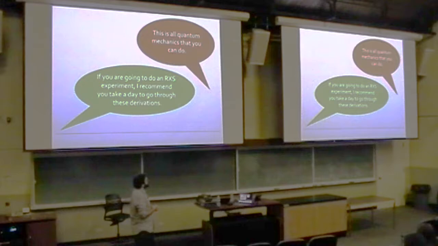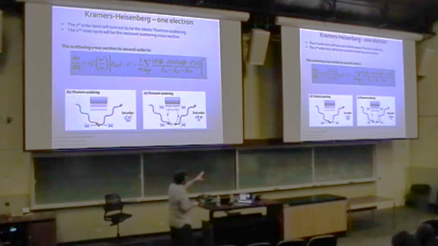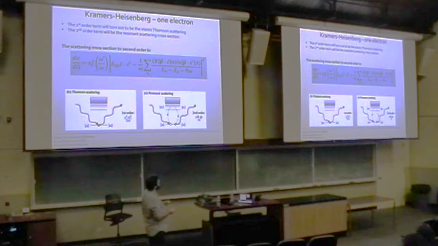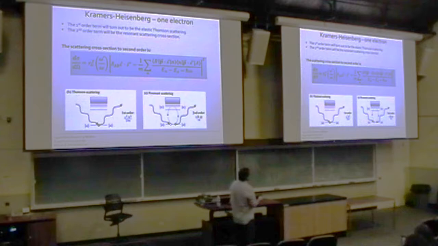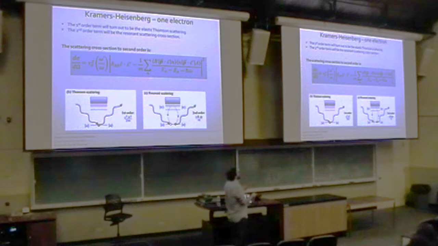The summary is that the first order term is going to be Thomson scattering. Light comes in, light comes out. The second term is the resonant term, where the light comes in, you go through the intermediate states, you come back down, and light comes out. So you start at A, you go through some interaction, you take your system to the intermediate states, you go back to B, and you emit the photon.